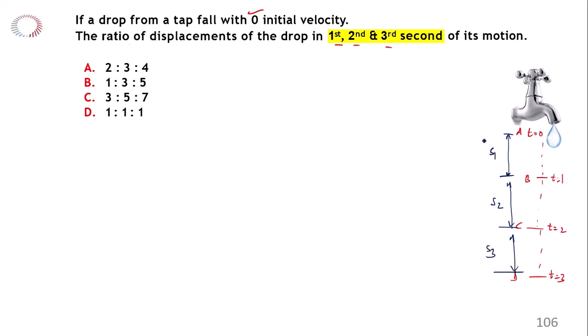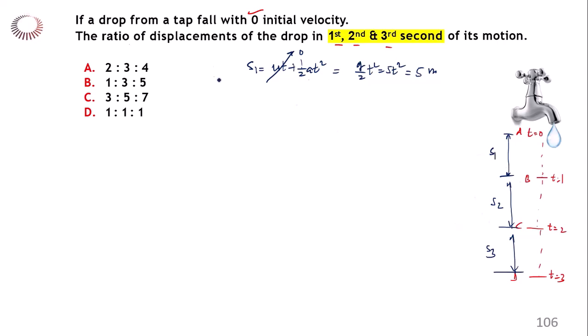So if I say S1, S1 becomes ut plus half at square. u is 0. So only half at square, that is g by 2 t square, 5t square. So t is 1. So 5 meter. So the distance traveled by the particle in 1 second is 5 meter.